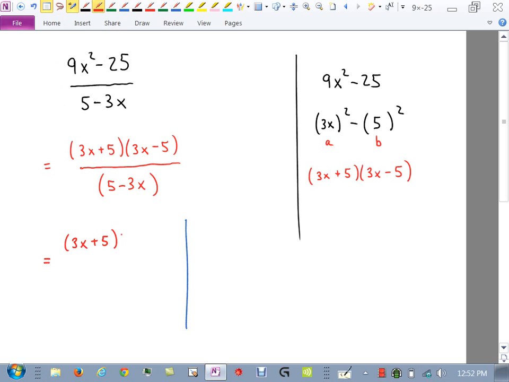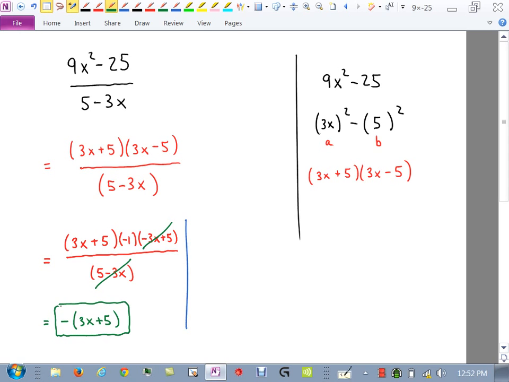So if I take the negative 1 out of the top, negative 1, I will be left with negative 3x plus 5. And on the bottom, I would still have my 5 minus 3x. Since those two are exactly the same now, I mean, they're different order, but they're exactly the same, right? They cancel, and all I'm left with is a negative 1, which I'm just going to put a negative, sitting in front of 3x plus 5. Now, can you distribute that negative through? Yes. You could get negative 3x minus 5 if you wanted to.